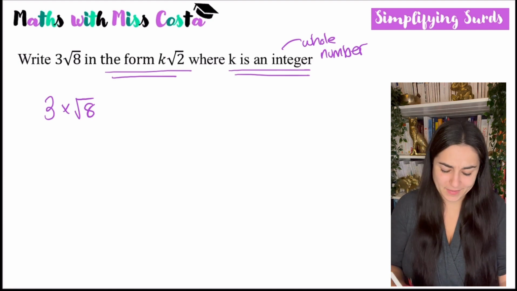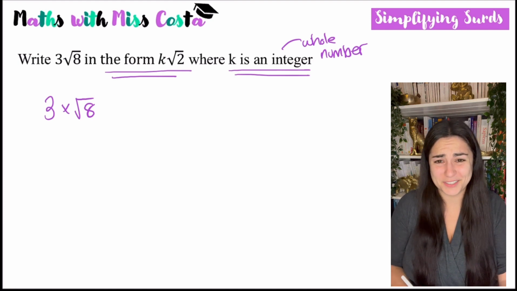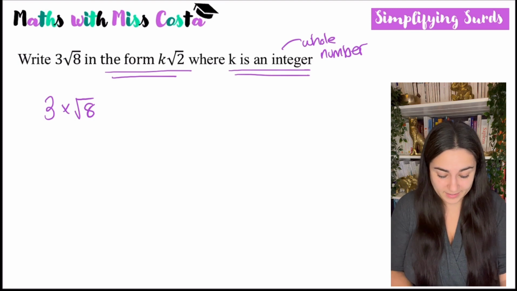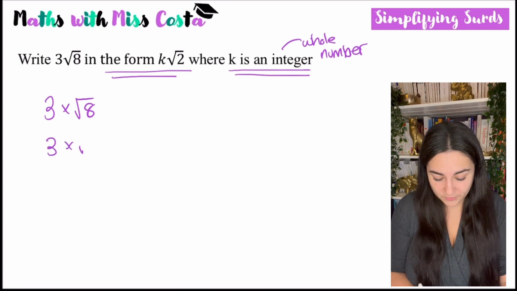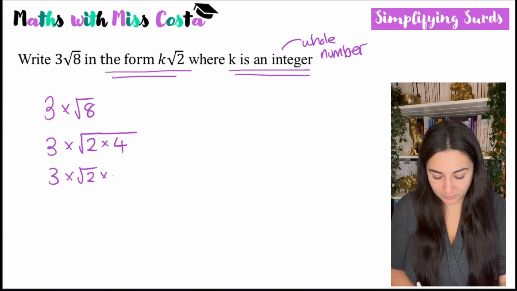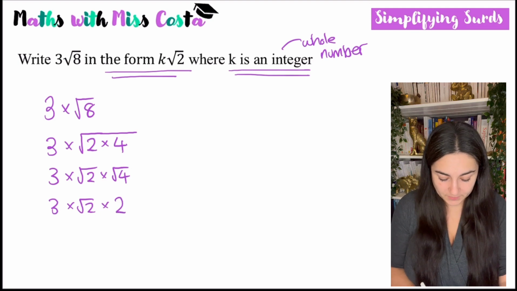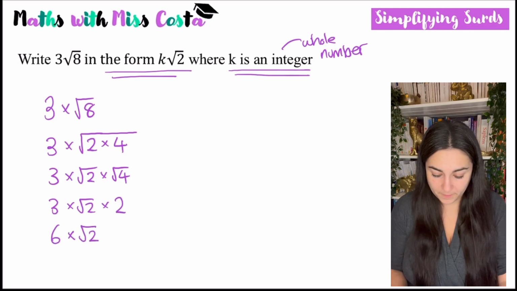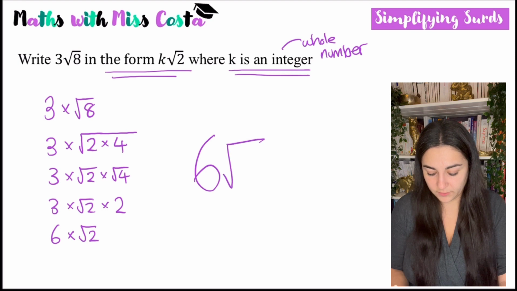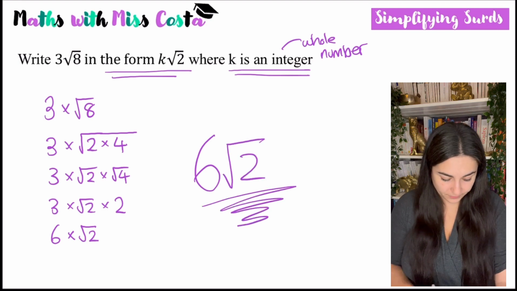So actually, when they give you a question like this, they're making your life so much easier because they know that you're going to have to write it as 3 times root 2 times root something. And 2 times what gives you 8? Well, 2 times 4. So that would be 3 times root 2 times root 4. And what's root 4? Root 4 is just 2. What's 3 times 2? 6. So you'd end up with 6 root 2 for that one.